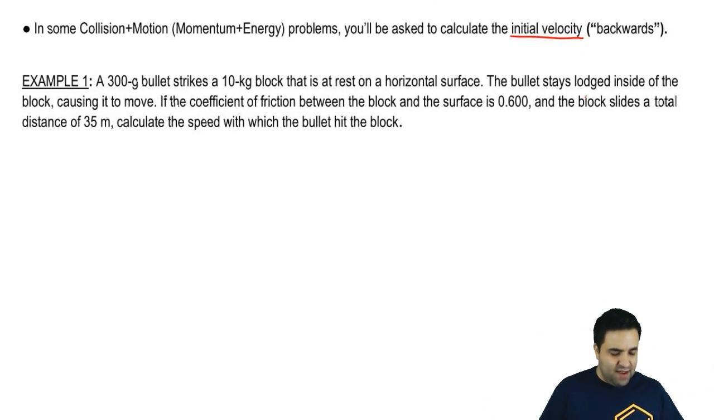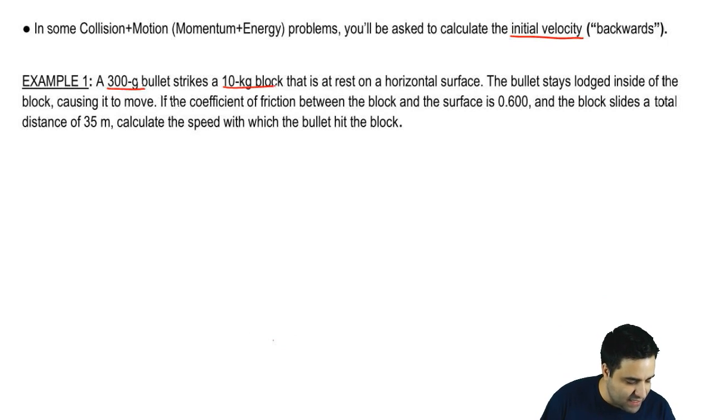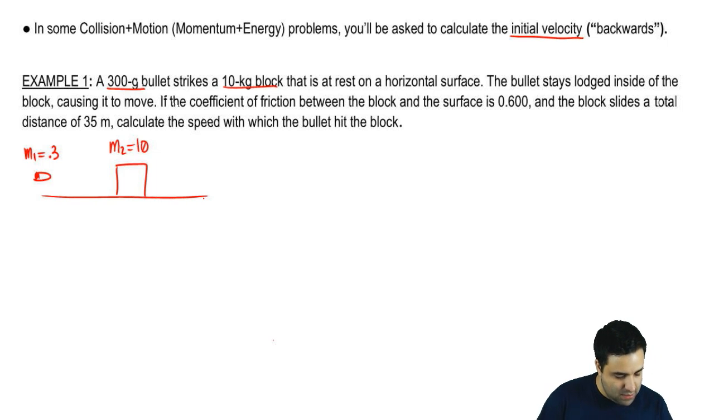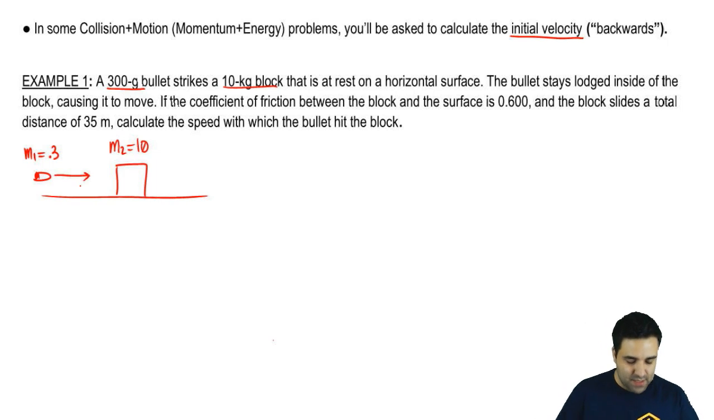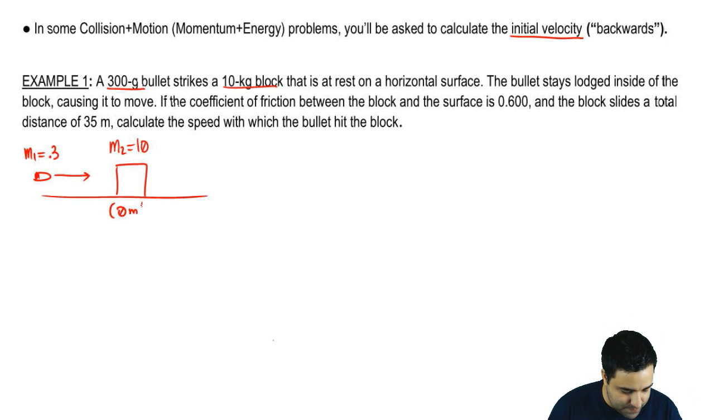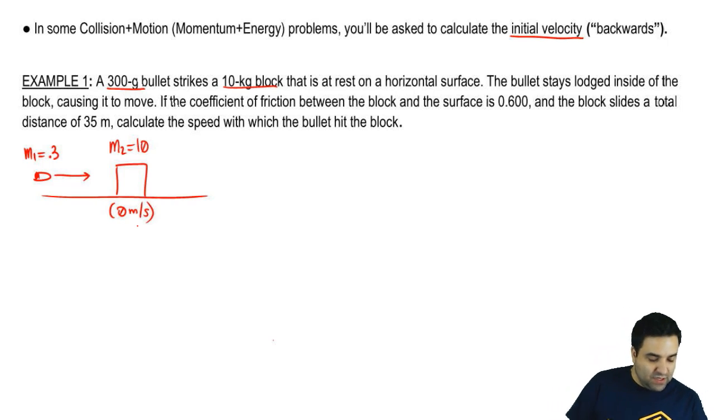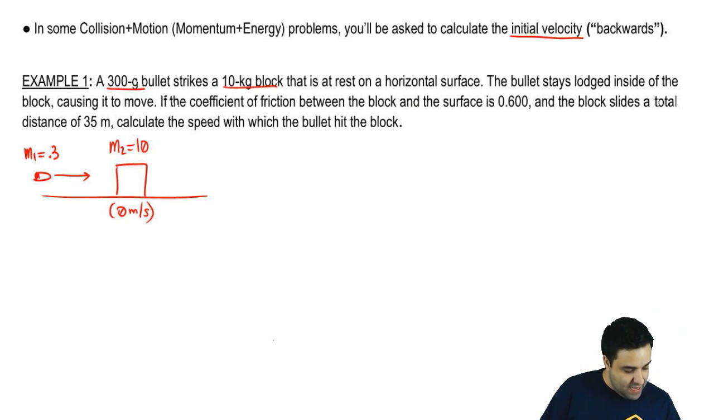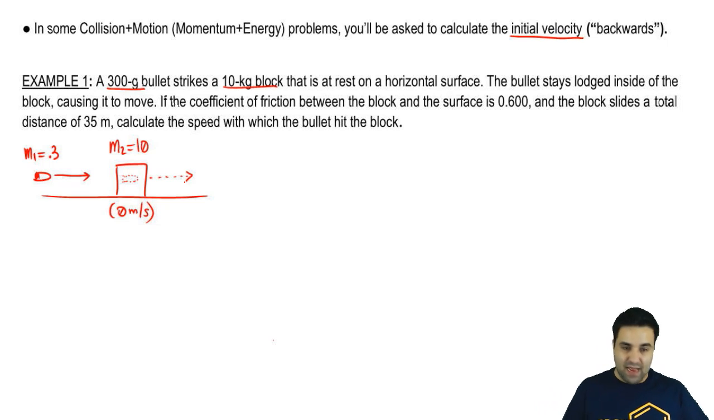Okay, so here I have a 300-gram bullet that strikes a 10-kilogram block that is at rest. So let me draw this real quick. Here's the bullet. I'm going to call it mass 1, and it's 0.3 kilograms, and it's going to strike a 10-kilogram block. So mass 2 is 10 kilograms. The bullet has some sort of initial velocity. The block is initially at rest. Okay, it's on a horizontal surface. The bullet's going to stay inside of the block, and it's going to cause the system to move after, right?